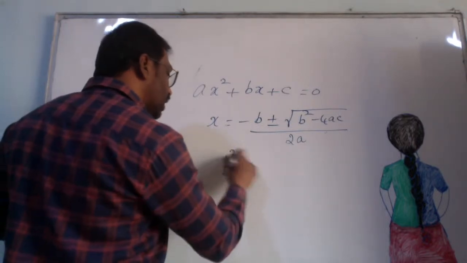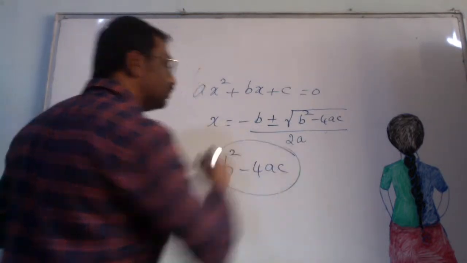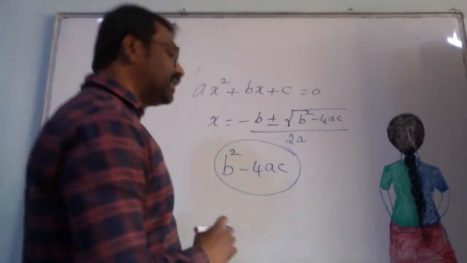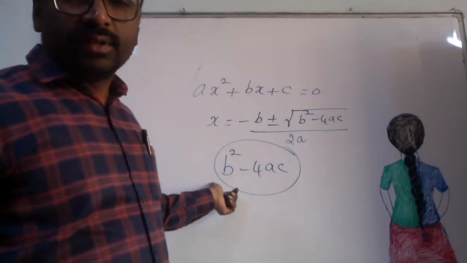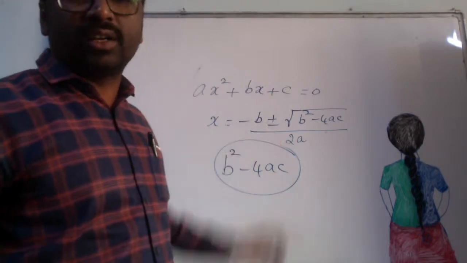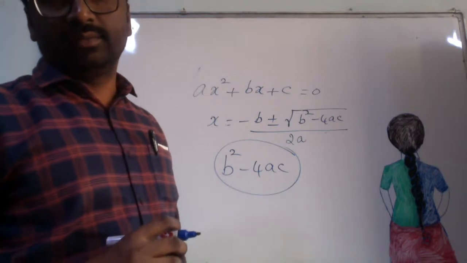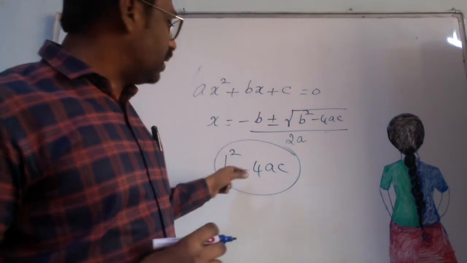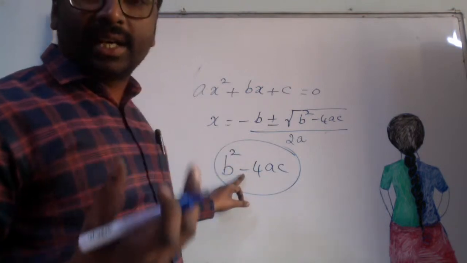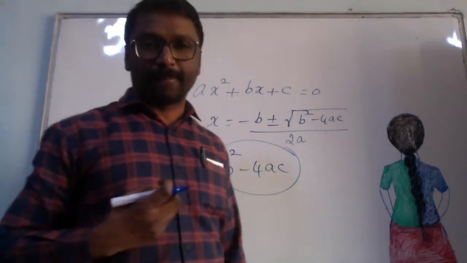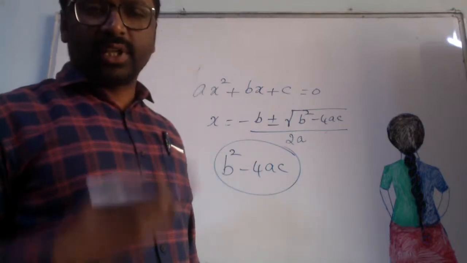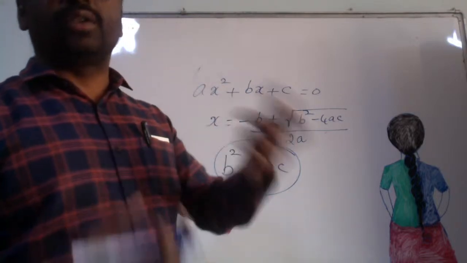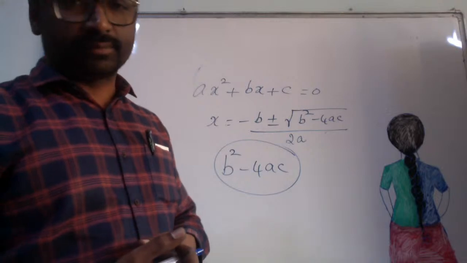Here the value b square minus 4ac is called the discriminant. Okay, this is very important for the quadratic equation, the discriminant value. Why? By the value of the discriminant we can decide the nature of the roots, whether the roots are real, unequal roots, or no real roots.